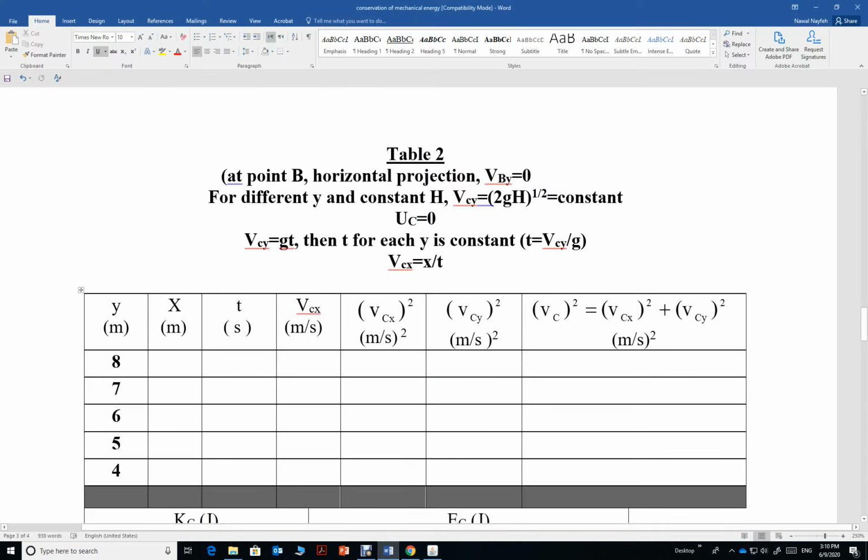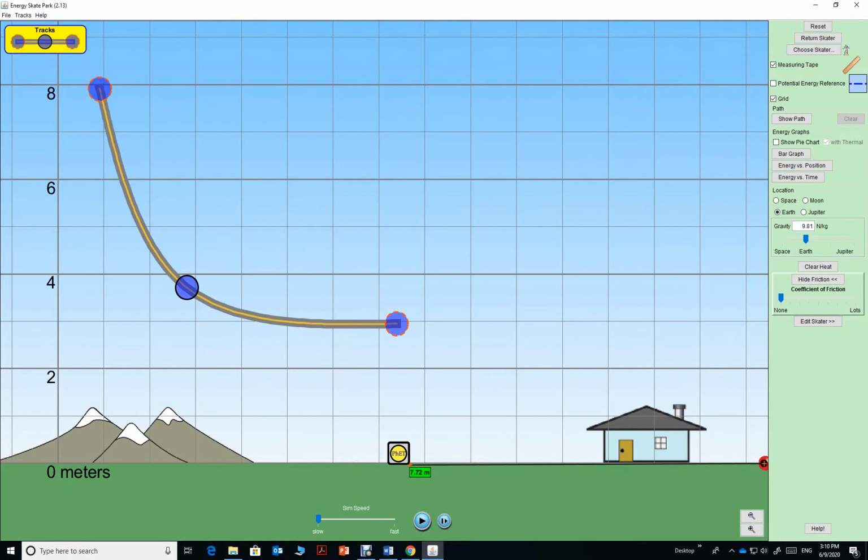Record it here. Now you will change the height. You will make it 7. Or keep this one as is, but leave the object from here. Return the object back to 0. Now this is your skater, or your object. This is height 7. Leave it from here to move. Click on this one and then pause it when it lands.